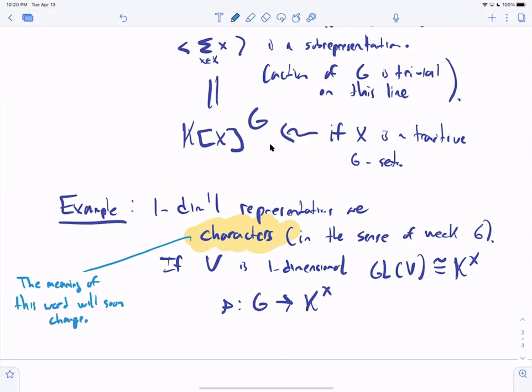So I'm going to start talking next time about the character of a representation. For one-dimensional representations, the character will be equivalent to the representation, but somehow it'll always be equivalent in the cases we talk about; in the one-dimensional case, it'll literally be the same. In the higher-dimensional case, it'll be extracting some information from the group homomorphism that ends up being a really convenient way to encode it.